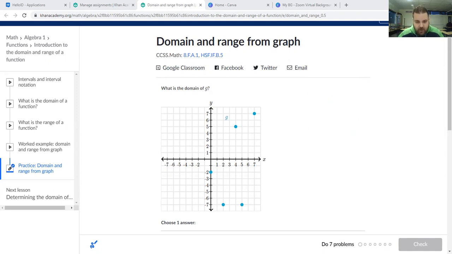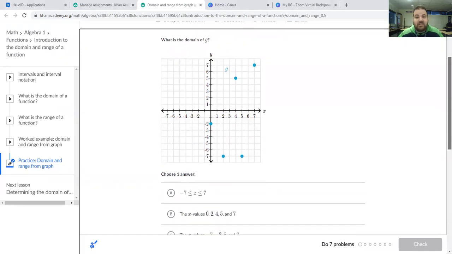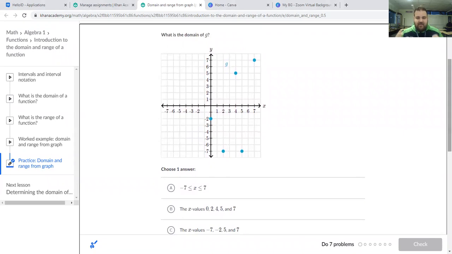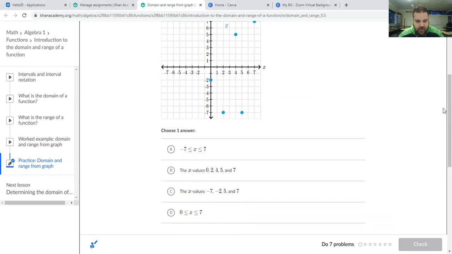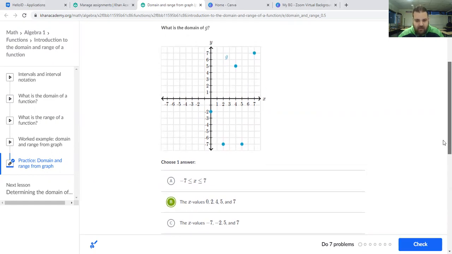So on this problem, we need to figure out what are the X values at this point, this point, this point, this point, and that point. And it's going to be the set of all those points. So in this case, because it's discrete, it's not going to necessarily be a continuous subset like a compound inequality right here. It's going to be a variety of little points. So the value of X right here is 0, 2, 4, 5, 7. That is the domain of that graph.